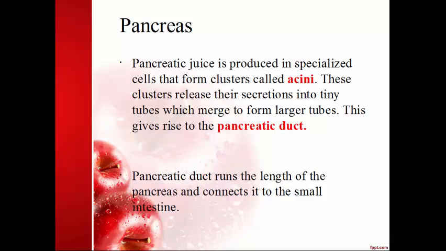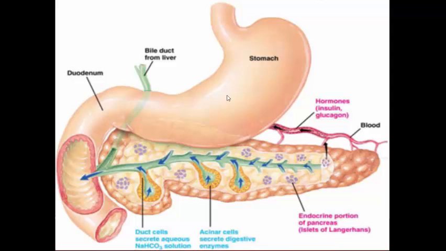These acini will secrete small amounts of pancreatic juice into smaller tubes, and those smaller tubes will merge to form larger and larger tubes. And this will eventually give rise to what's called the pancreatic duct. Now, the pancreatic duct will run the entire length of the pancreas and actually will connect to the small intestine. Here's the stomach here. Here's the pancreas kind of cut open and peeled back so you can see inside.